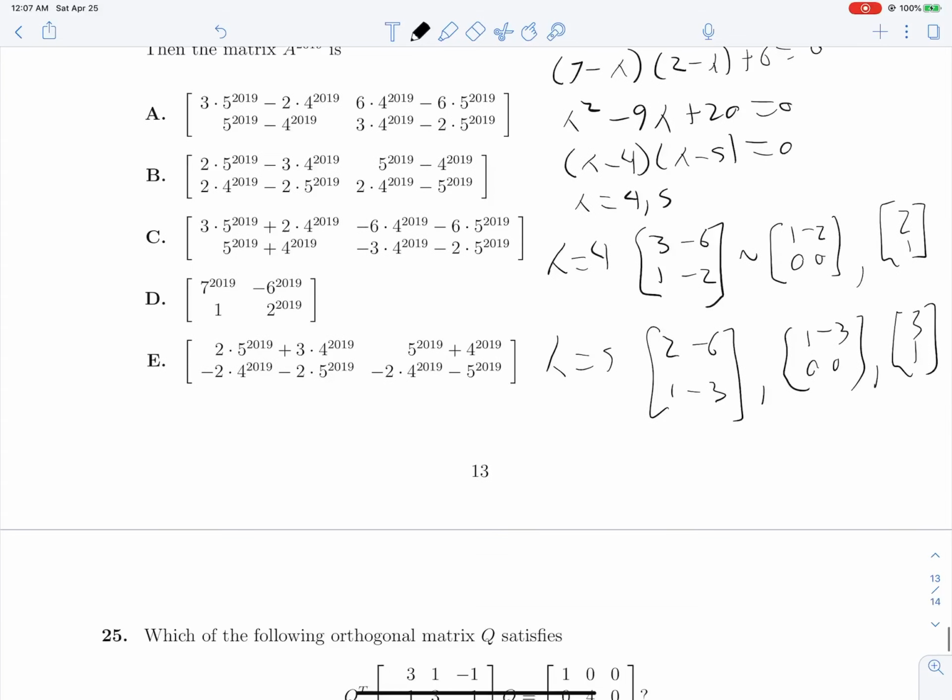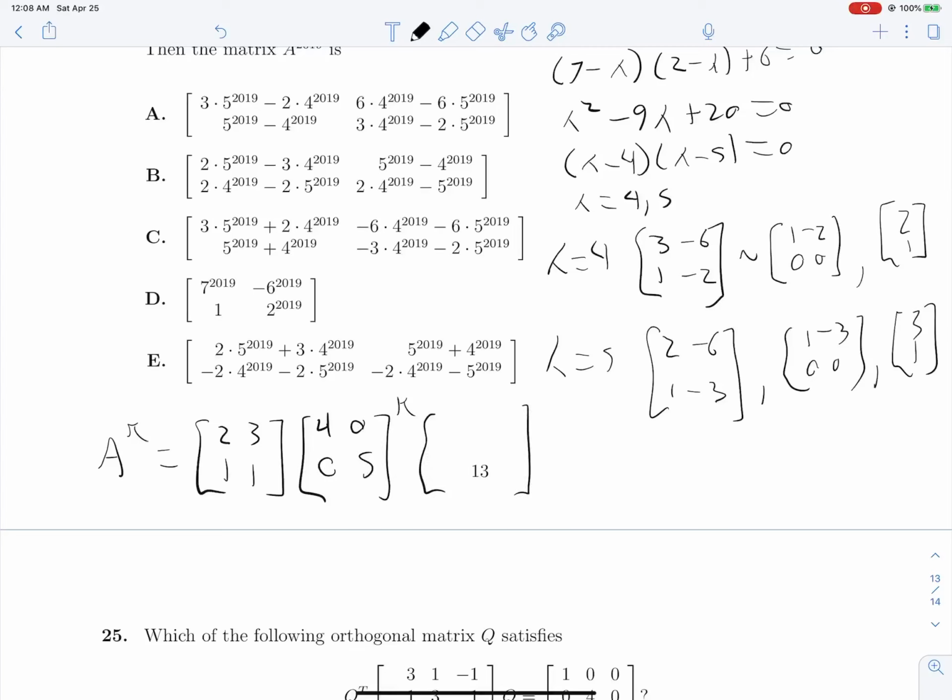So we can set up A to the k as our matrix P, which is these eigenvectors 2, 1, 3, 1, times the diagonal matrix with the corresponding eigenvalues. So we have 4, 0, 0, 5 to the k. And then we need to multiply by the inverse of this first matrix P.